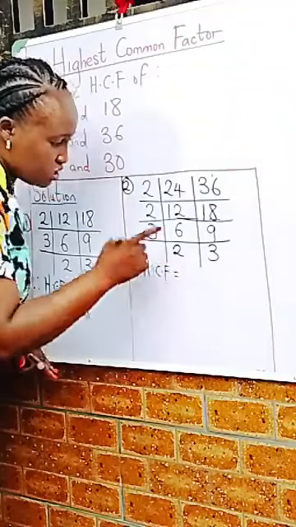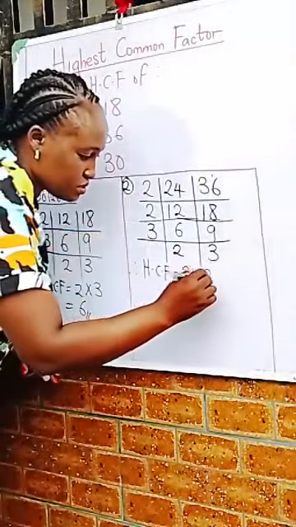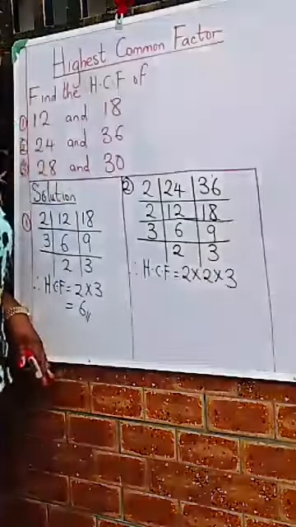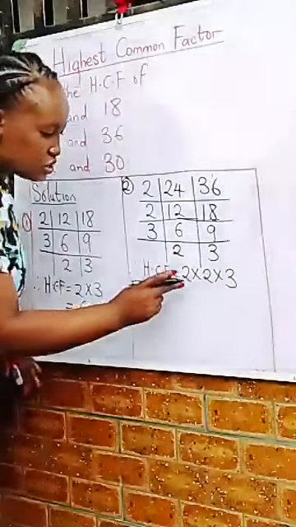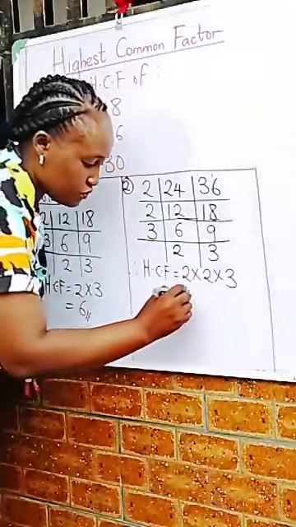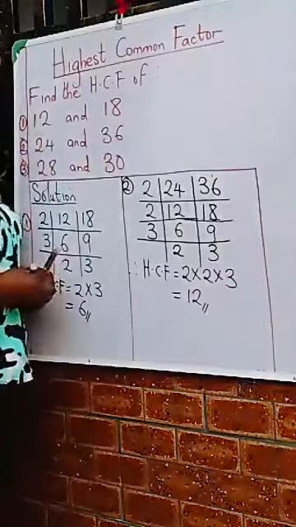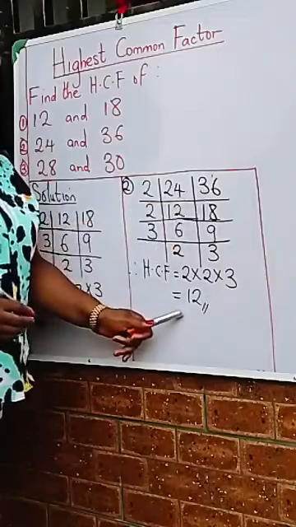So therefore, the HCF will give us 2 times 2 times 3. Some can multiply individually or in groups. 2 times 2 is 4. 4 times 3 will give you 12. So our HCF for 24 and 36, the answer is 12.